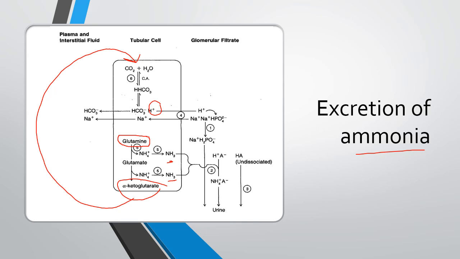So H plus again is secreted from the cell into the tubular lumen. Along with H plus, ammonia is now secreted from the cell into the filtrate. So H plus combines with ammonia to form NH4 plus. NH4 plus is now positive. It cannot be excreted alone; it needs to be combined with one more negative compound. So this A minus is the Cl. Chloride ions combine with NH4 plus to form NH4Cl, ammonium chloride, and this way the body excretes ammonia in the form of ammonium chloride salt.